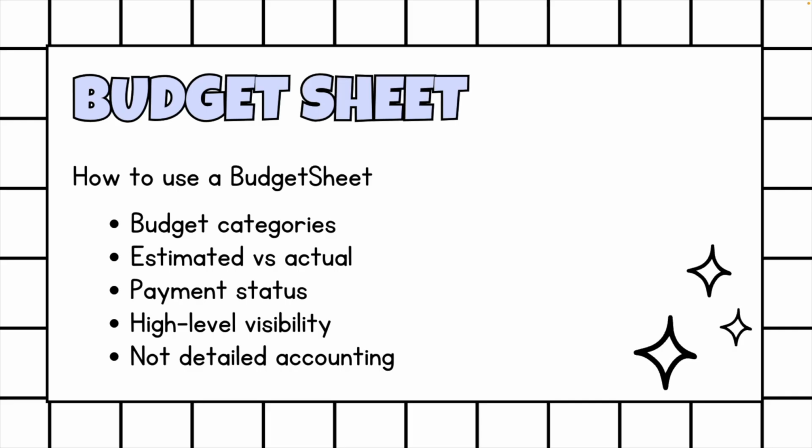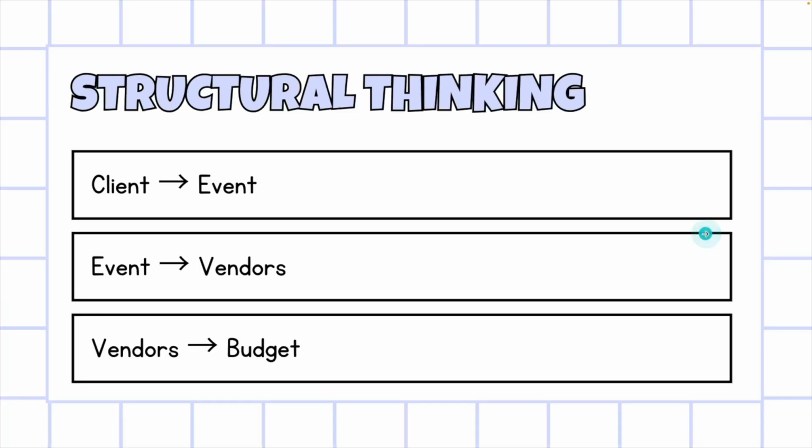Finally, the budget sheet offers high-level visibility. It's designed to give an overview without delving into detailed accounting, making it user-friendly for both seasoned professionals and newcomers alike. Remember, like I said before, the goal here is to support decision-making processes, not to overwhelm anyone with too much detail, right? And I also wanted to cover the structural thinking too, right?